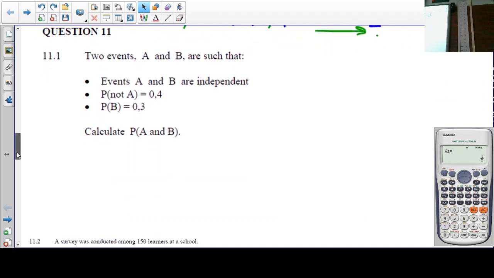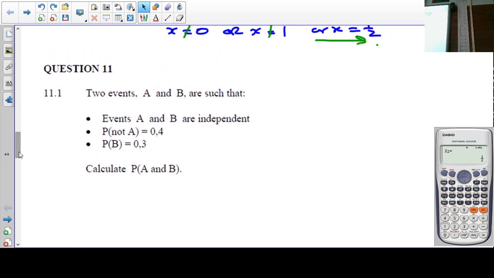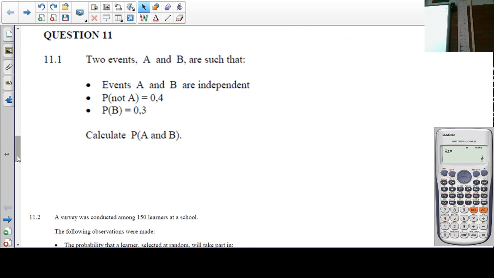Right. Let's go to question 11. Get rid of that optimization completely. We don't want to see it anymore. Then we get to this question and we say, okay, let's rather go back to optimization.